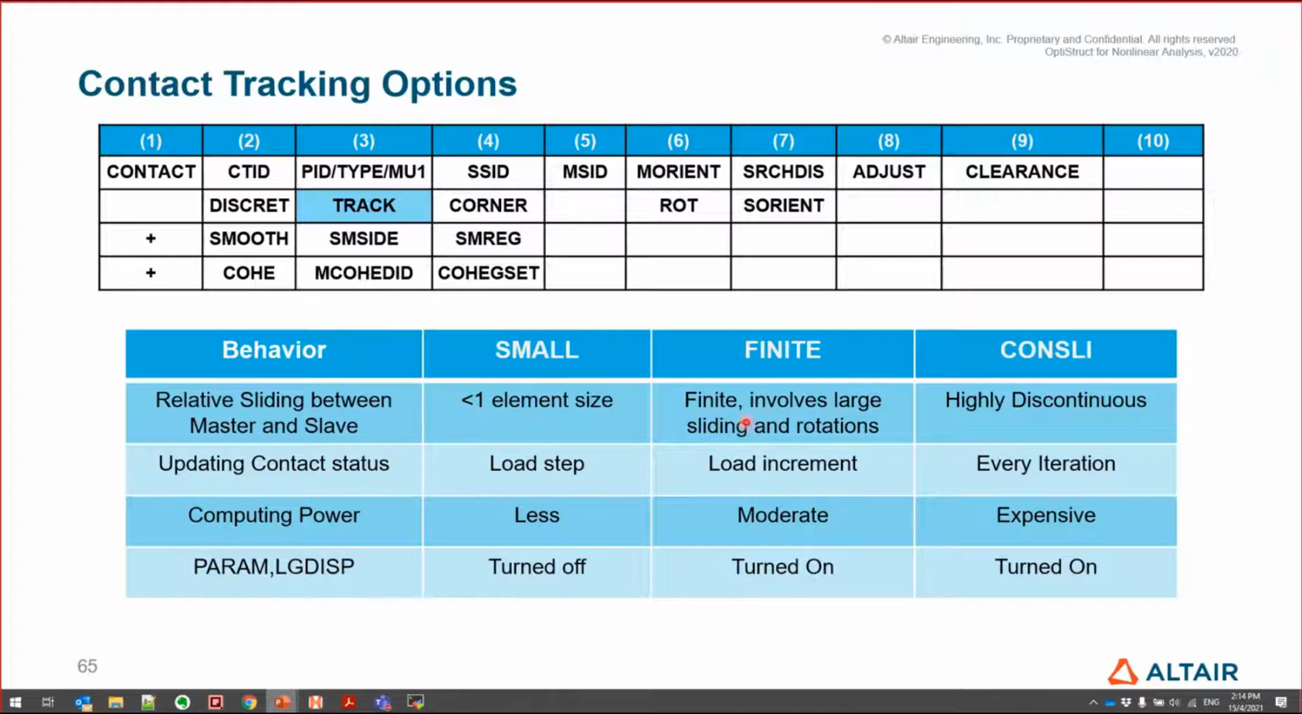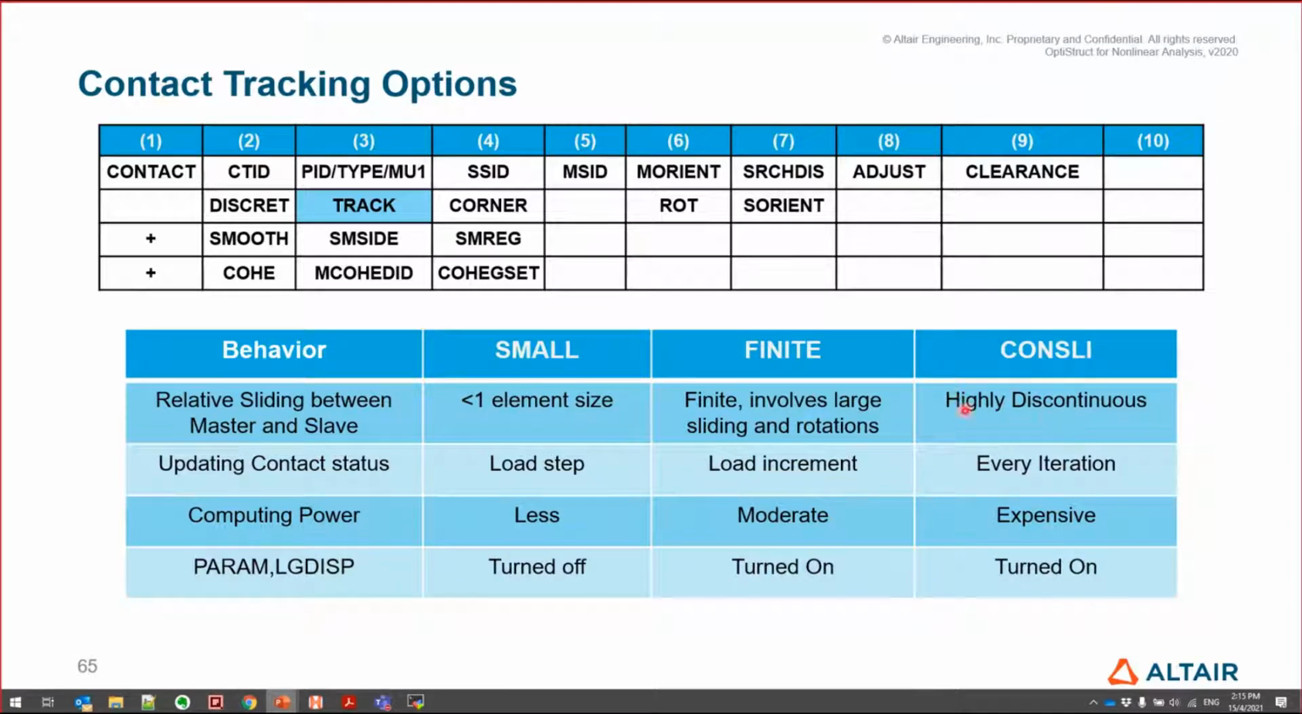So for finite tracking, your contact can change, meaning the contact area can shift from one region to another. It's going to get updated every load increment, every time step. Of course, with this updating of contact, it requires higher computing power. The most expensive computing power is in continuous sliding, constantly here. Continuous sliding.